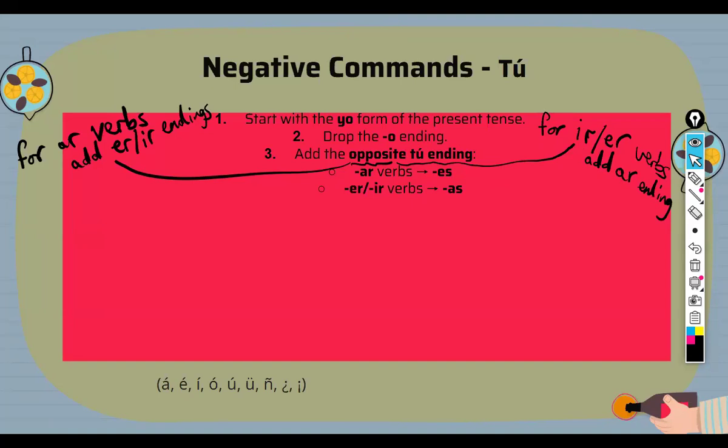So this is also how we form the subjunctive. Yes, this is for the negative form of the tú command. So you're saying to your friend, don't do something. You're writing a note to a family member about something that you don't want them to do. This is how you say it. We'll look at some examples in a second, but you could take down the rule first.